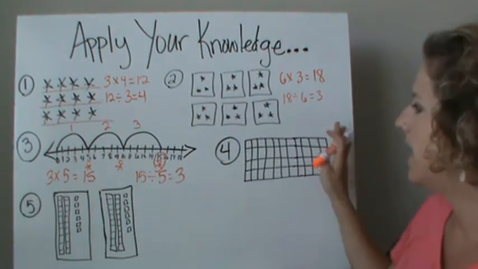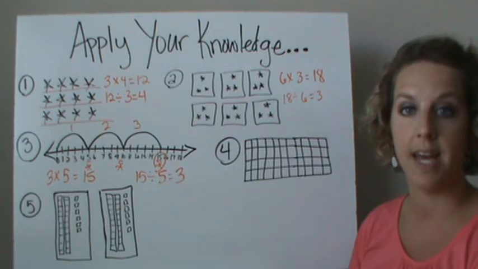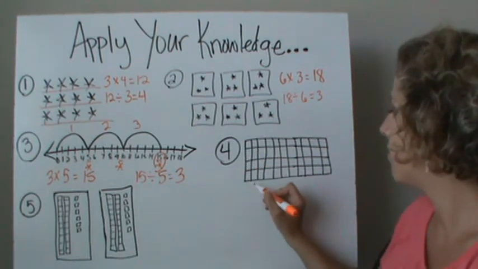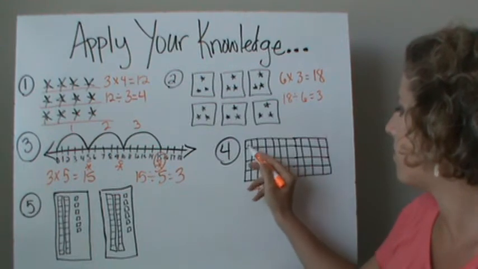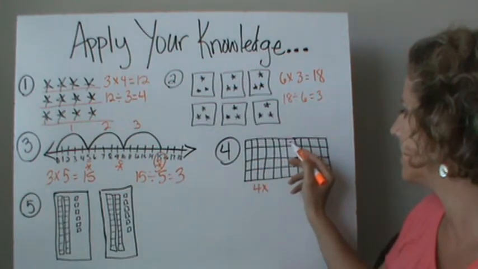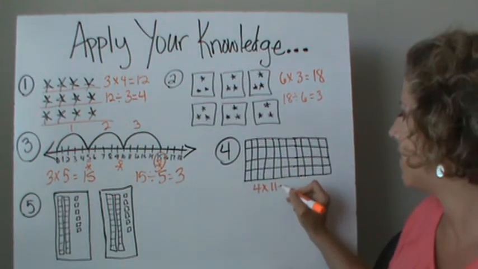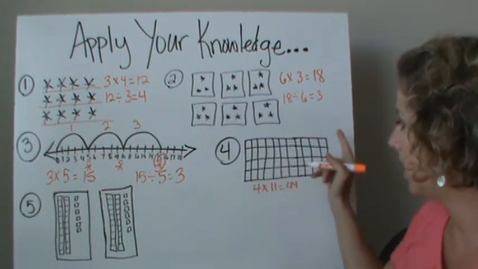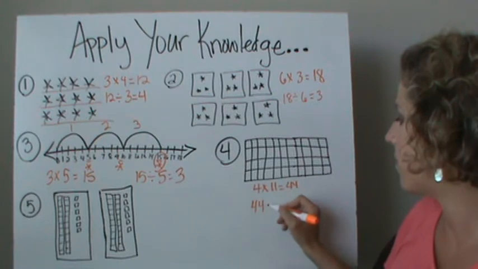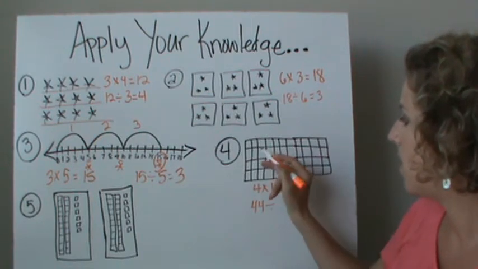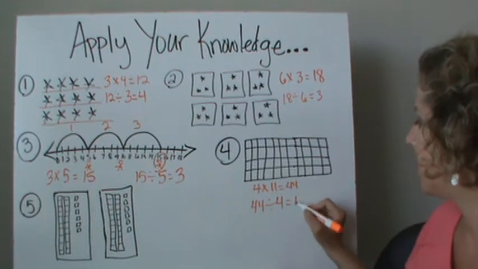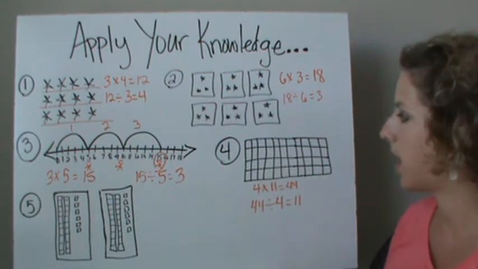Number 4, this would be the area model again. We have 1, 2, 3, 4 rows of 1, 2, 3, 4, 5, 6, 7, 8, 9, 10, 11. We know 4 times 11 is 44. Or the division model, 44 divided by 1, 2, 3, 4 rows is equal to 11 inside of each row.